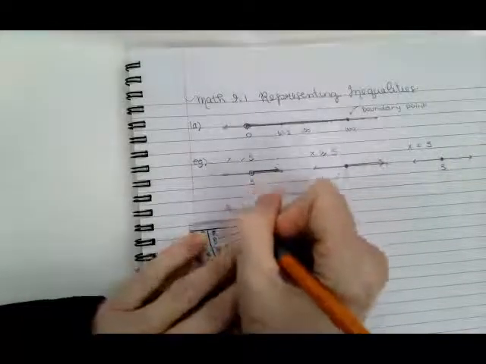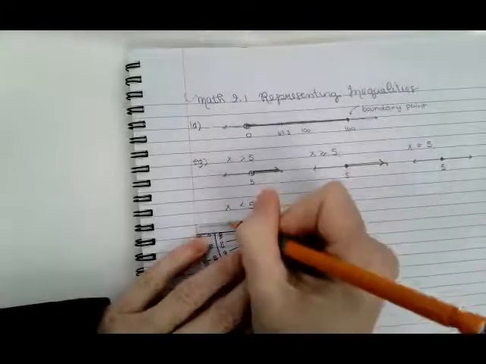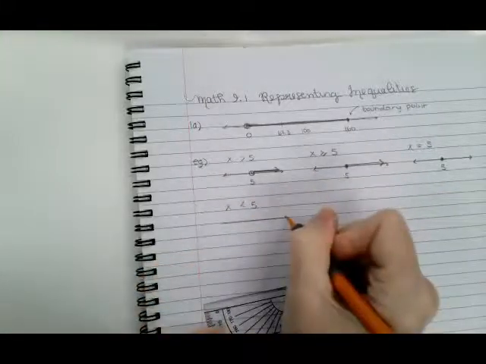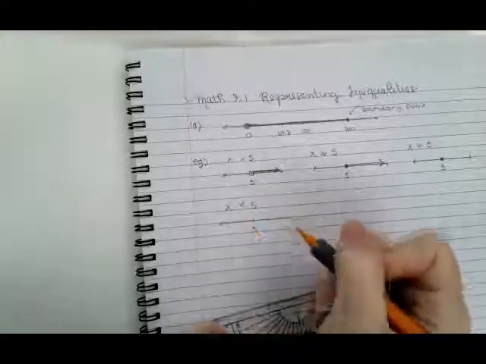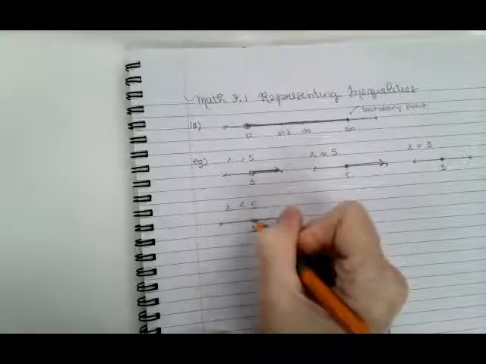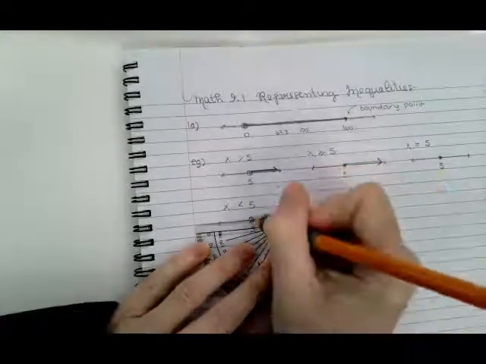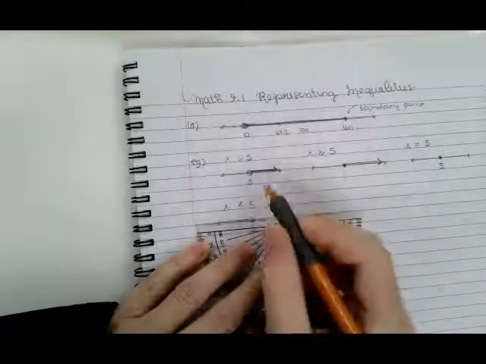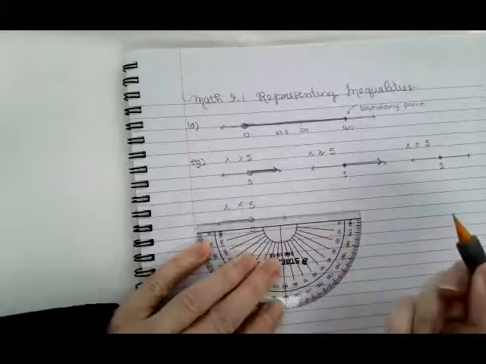If I do x is less than 5, pause and give that a try in your notes. Okay, and now let's look if you did the same thing. Less than, so it's not going to include that. And then I'm going to go less, which will be pointing to the left, like a little arrow. Look at that. How nice.